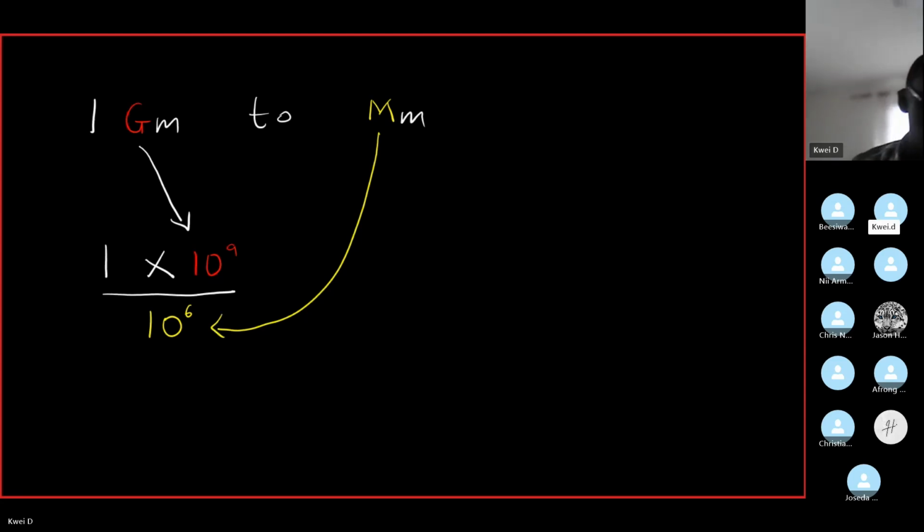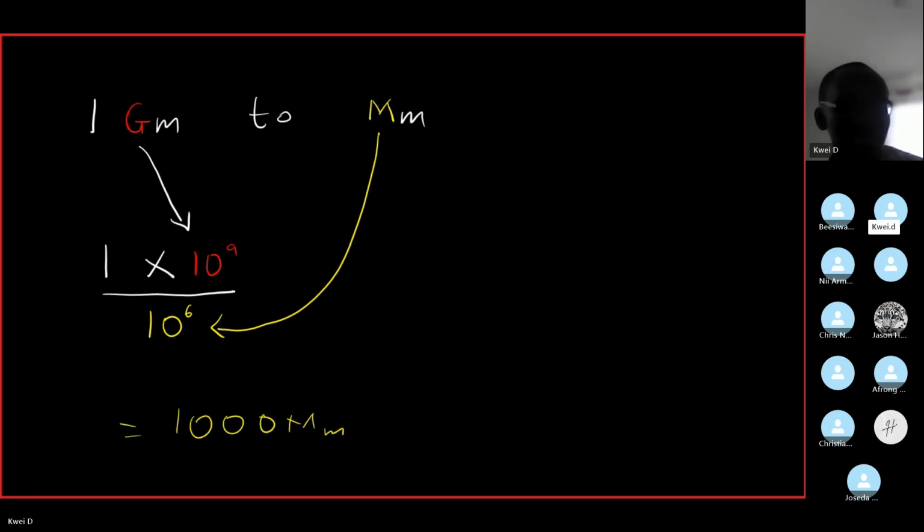And then you do the maths on your calculator. Very, very simple way. So 1 times 10 raised to the power 9. That will send it to the basic form, right? And then you divide it by the prefix you are converting to. So 10 raised to the power 6. Okay. And then that will give you what? Equal to 1,000 megameter. So 1,000 megameter is 1 gigameter.